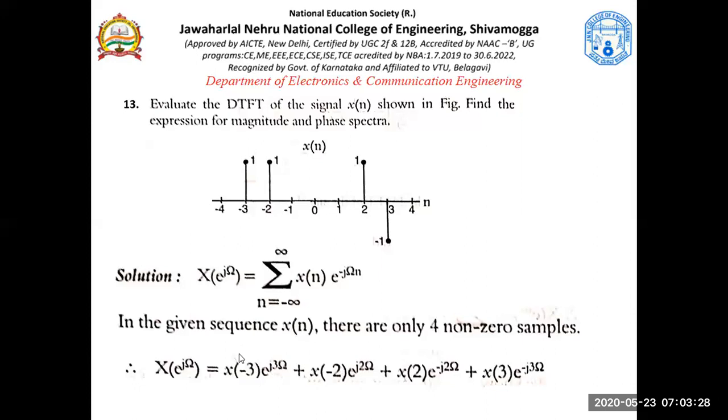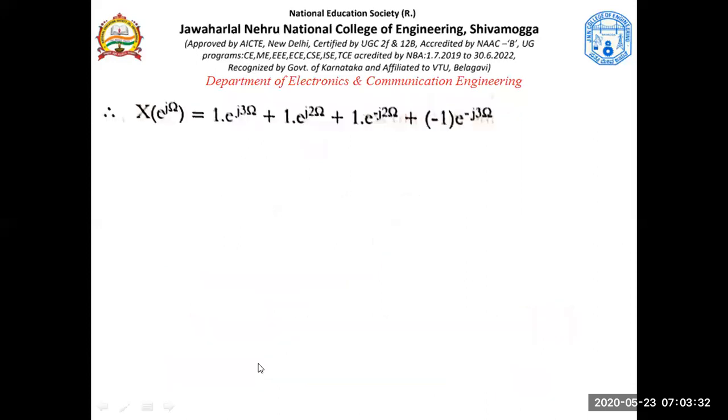Fine. So let's bring in the values of these samples in this equation, and it looks like this. We have samples equal to 1 at these n's and -1 at n equal to 3. This is 1 at n equal to 2, 1 at n equal to -2, 1 at n equal to -3, and this is -1 at n equal to 3. That is the signal given.